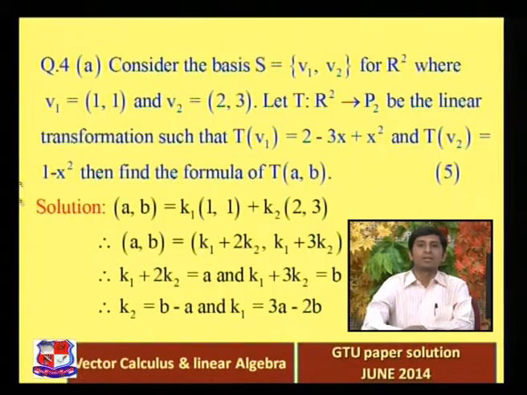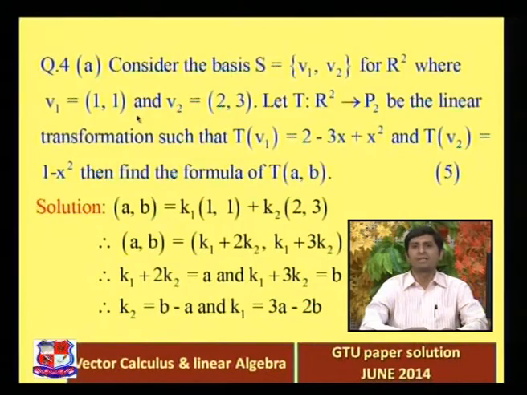Okay. Now you can see we have a transformation from R2 to P2, right? P2 is the set of polynomials of degree 2 or less. Now we have basis vectors for the domain R2, and also we have T of V1 and T of V2. So then find the formula of T of (a, b), that is what we want to find.